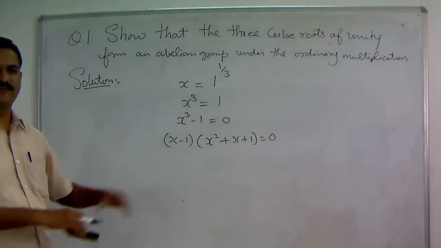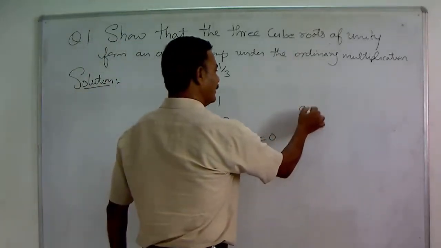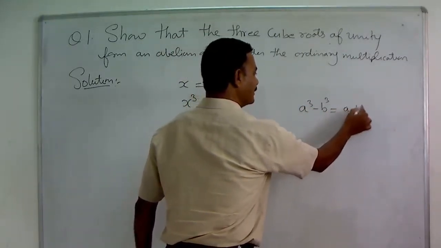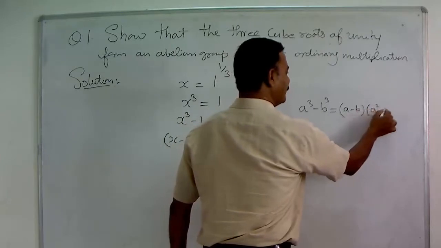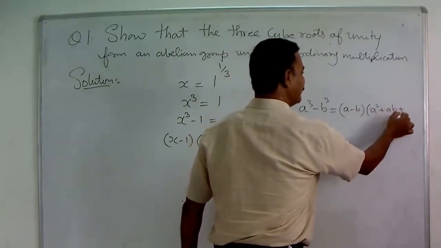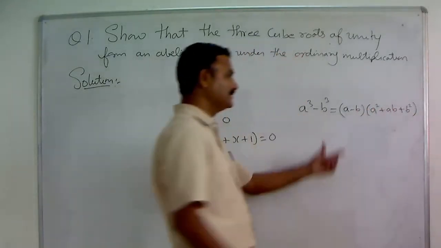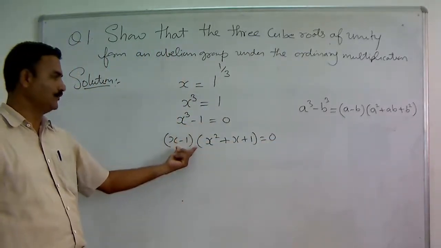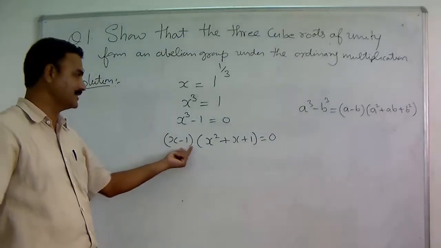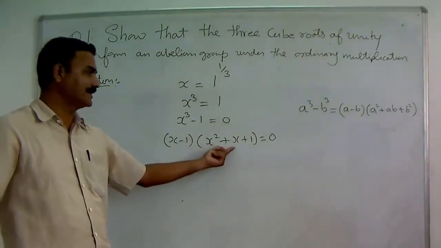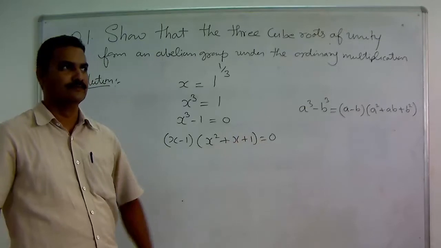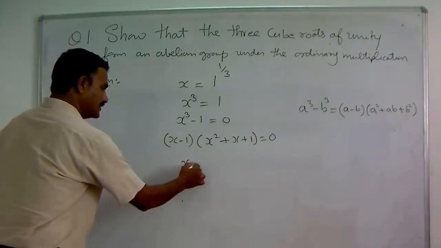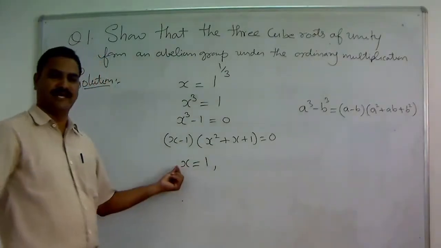Here we use the algebraic formula, which is a cube minus b cube is equal to a minus b, a square plus ab plus b square. With the help of this formula, we split this cubic polynomial into two factors. One is the linear factor, that is x minus 1, and the other factor is x square plus x plus 1 equal to 0. Further, this linear factor gives us x equal to 1 as the value of x.